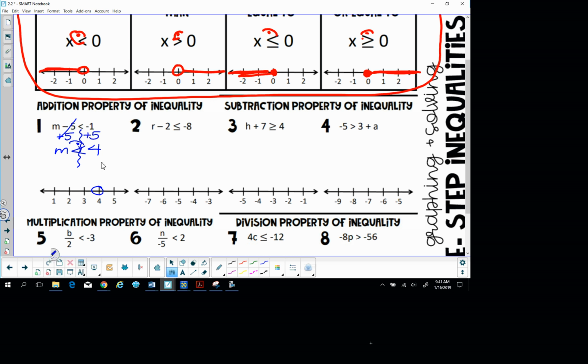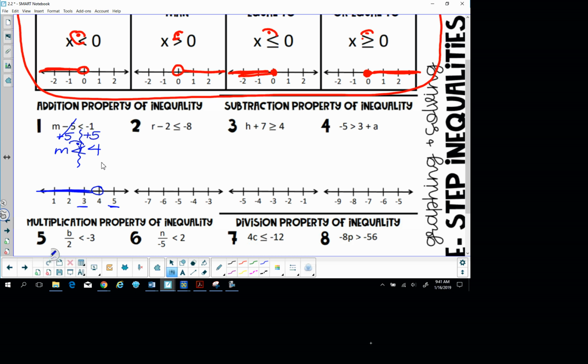And now remember, the only difference between yesterday and today is now I'm going to have a bunch of answers. So like what numbers are less than 4? Is 3 less than 4 or is 5 less than 4? 3. So I'm going to shade all these numbers that are less than 4. So remember, even though we do it the same as the equation, it's different because we're going to have a lot of different answers.